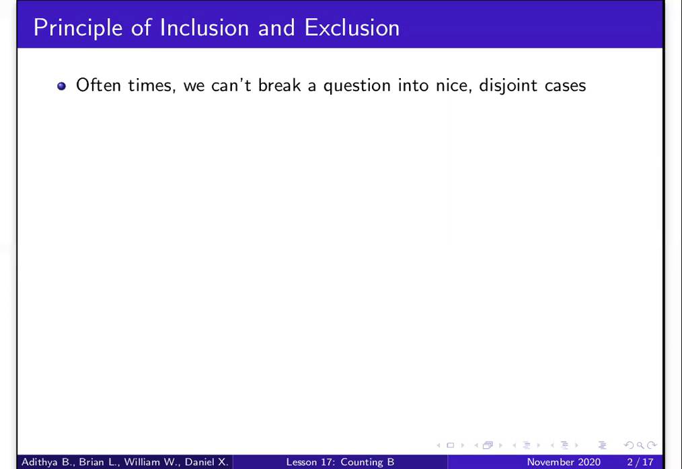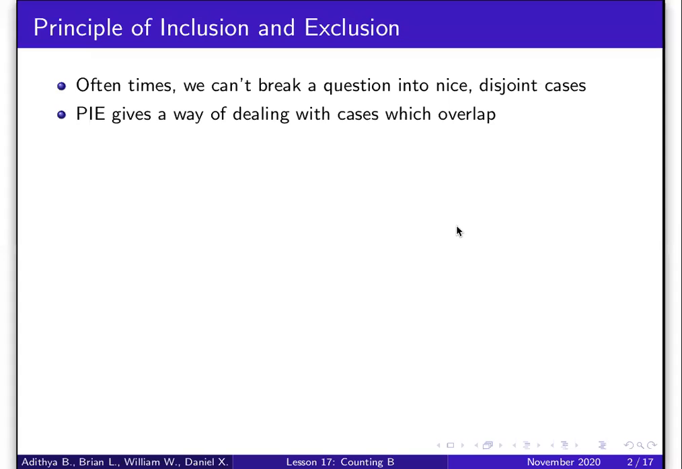Okay, so our first topic for today is the principle of inclusion and exclusion, also known as PIE. Oftentimes we won't be able to break up a combinatorial question into nice disjoint cases. And in such questions, PIE is extremely useful. PIE gives a way of dealing with cases which overlap. So we can deal with the overcounts and then the overcounts of the overcounts and so forth.